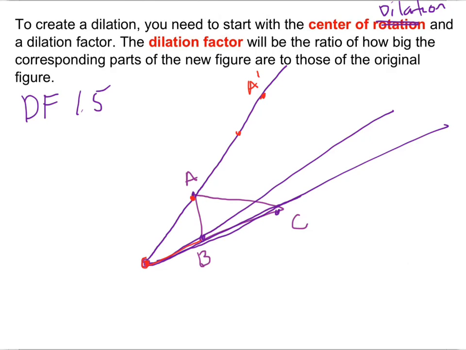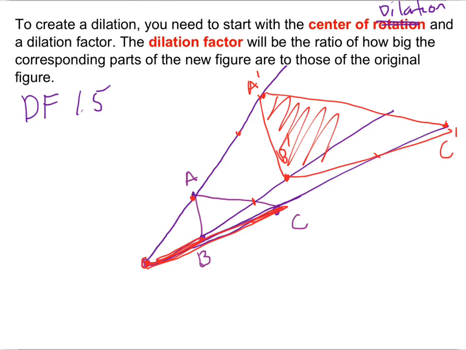So that's about, just estimating it here, 1.5 times that distance. And then there's the distance from the center of dilation to B, and along the same line I would go about 1.5 times that distance. And again, that's from the center of dilation to C, so I'd probably do about, there's C prime, and then I would connect the figures here, and I'd have this larger triangle and the smaller one from where it came.